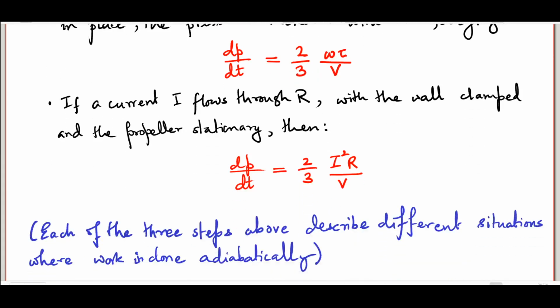Now, each of these steps, of course, there are different situations where work is done adiabatically on the system. So here you have several means of doing work on the system despite it being enclosed by adiabatic walls.